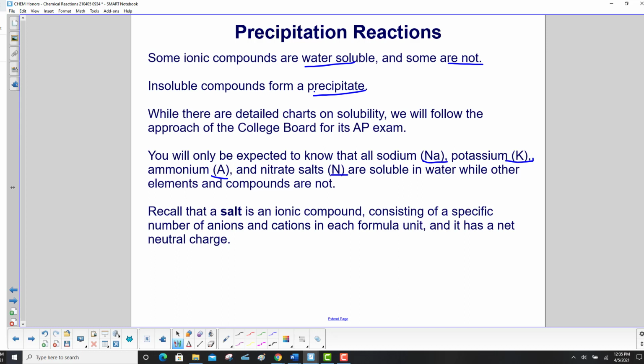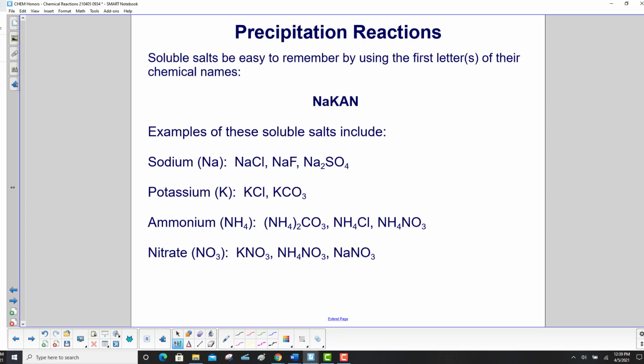Recall that a salt is an ionic compound consisting of a specific number of anions and cations in each formula unit, and it has a net neutral charge. Soluble salts can be easy to remember by using the first letters of their chemical names. So here we have sodium, potassium, ammonium, and nitrate.